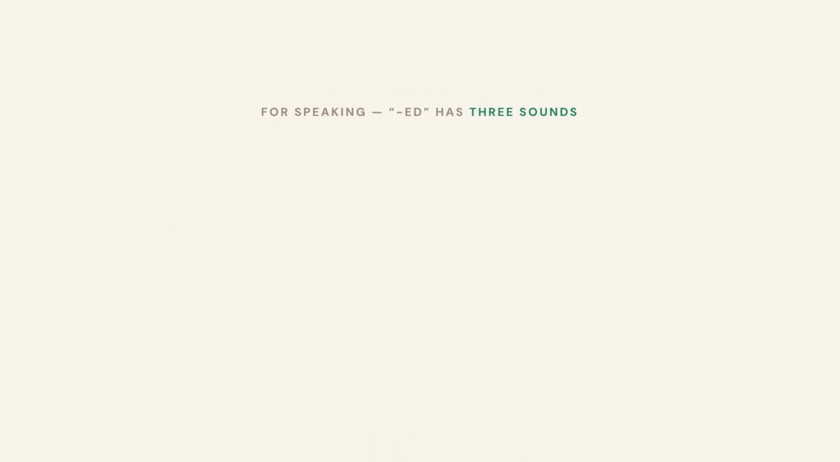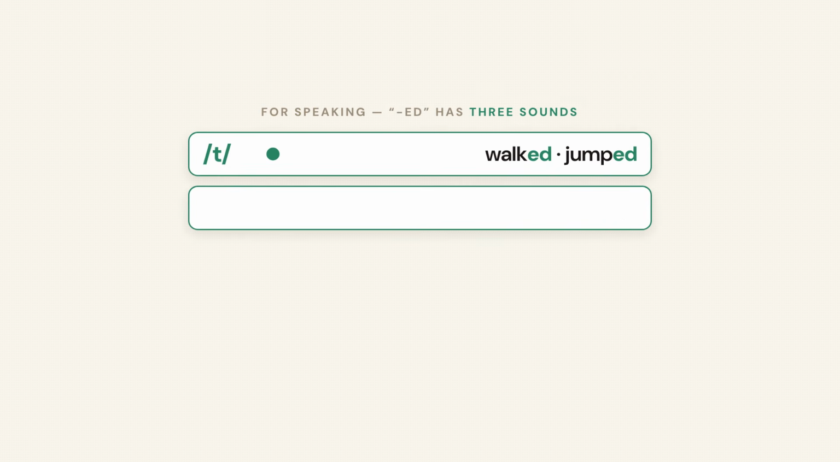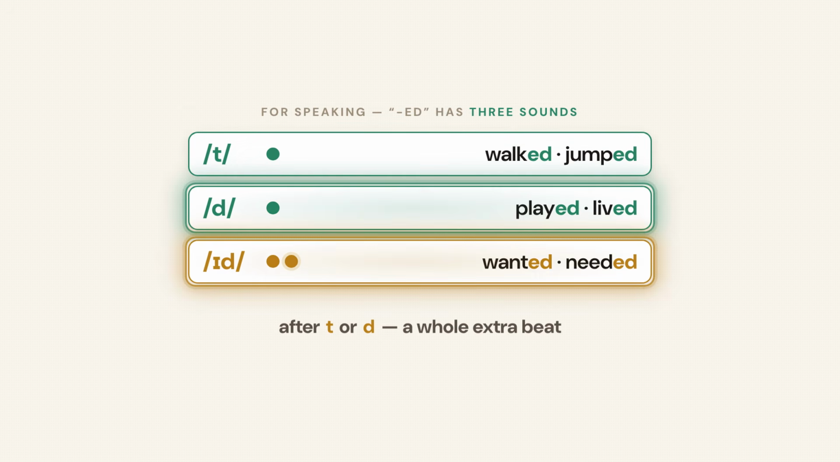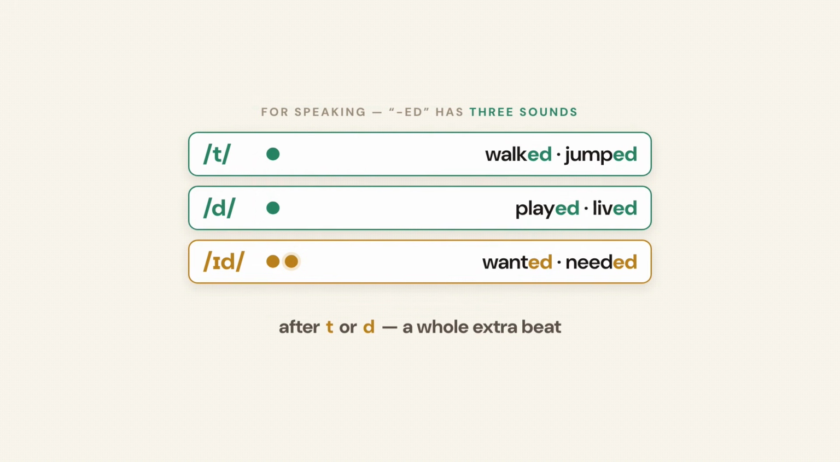Quick bonus for speaking, that ed ending has 3 different sounds. Number 1, sometimes it's a soft T sound, like walked and jumped. Number 2, sometimes it's a D sound, like played and lived. And the last one, number 3, after a verb ending in T or D, it adds a whole extra beat, like wanted and needed. Did you hear the difference? If not, rewind the video to hear them again. This would be important for you when you want to have a conversation in English. Your ear will pick it up as you listen. Moving on.